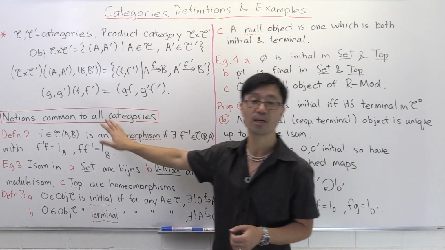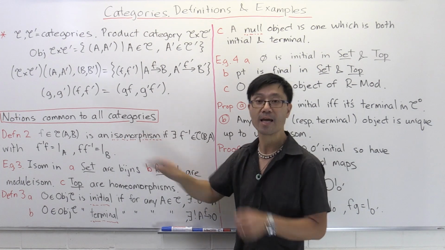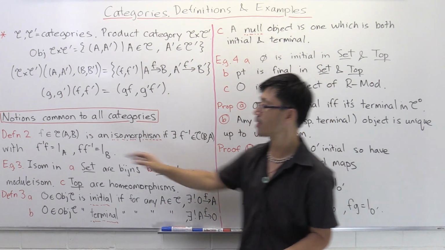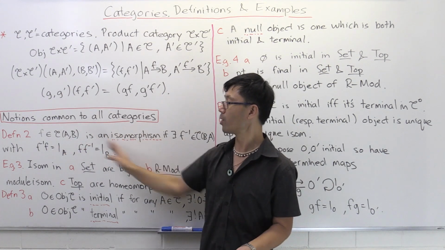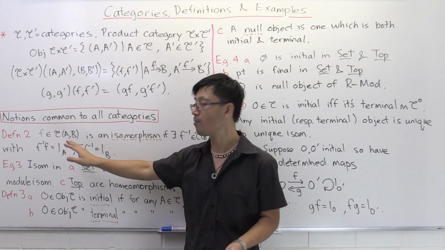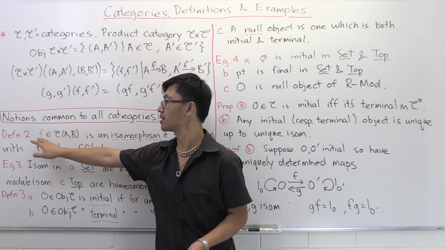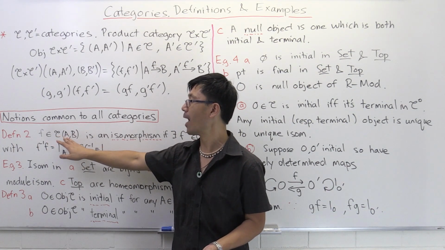Okay, so let's see how we can express the notion of isomorphism in any category we like, not just for R modules. So what is an isomorphism? It's a particular type of Hom. By the way, these Homs are also called morphisms. So let's say F is a Hom from A to B.